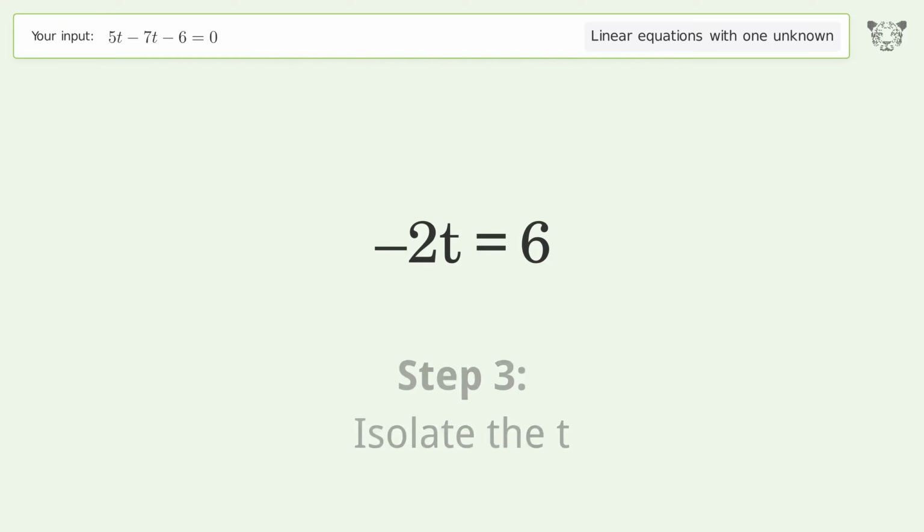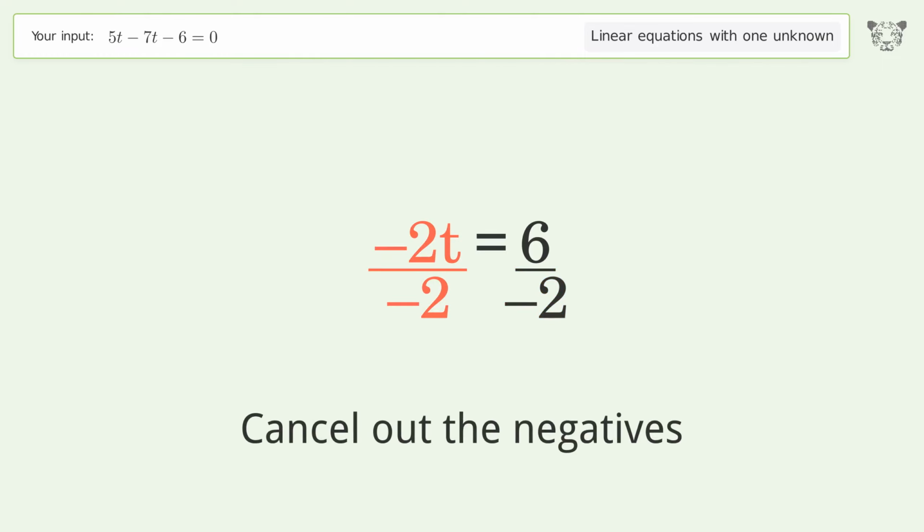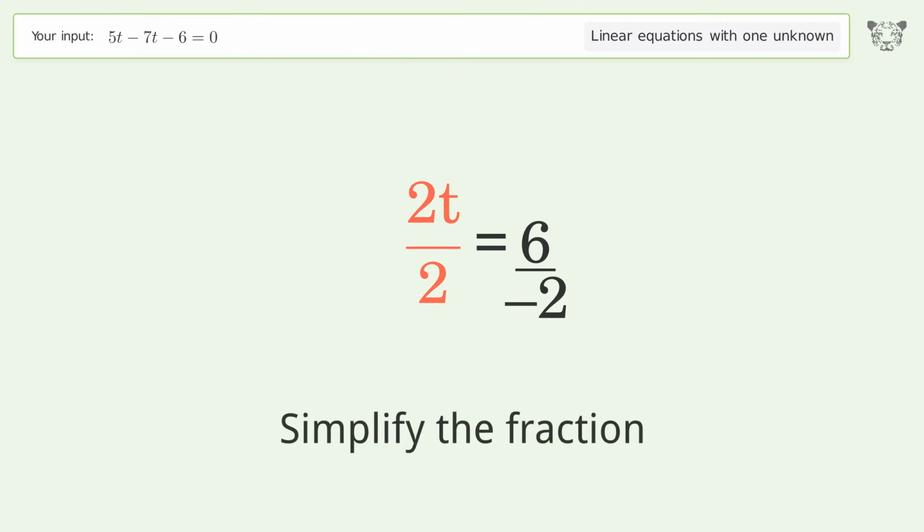Isolate the t. Divide both sides by -2. Cancel out the negatives. Simplify the fraction.